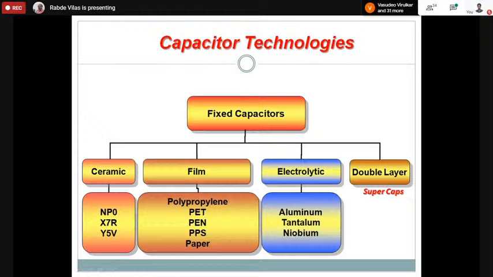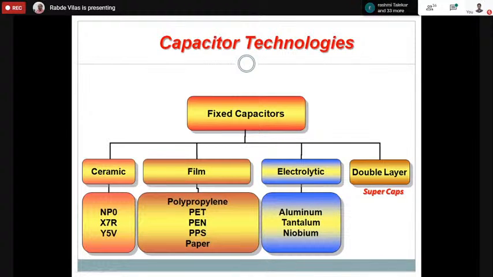So capacitor technology, if you see, I myself have a background from Philips India Limited, and we were into the manufacturing of passive components. Capacitor manufacturing was one of the mainstream there, and we were manufacturing all the types of capacitors mentioned here, like ceramic, film, electrolytic. Of course, the double layer was not produced in our Pune plant, but we were producing this double layer capacitor in our Klagenfurt factory in France.